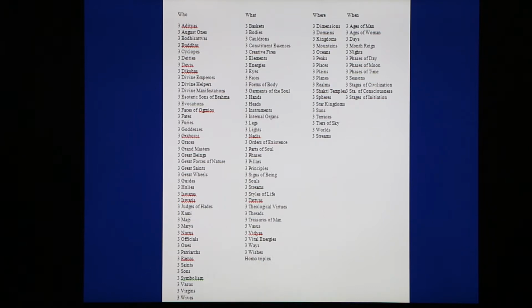And similarly for where, 3 dimensions, 3 domains, 3 kingdoms, mountains, oceans, peaks, places, plains, realms, Shakti temples, spheres, suns, terraces, worlds, streams. And when, so 3 nights, 3 phases of the day, 3 phases of the moon, 3 phases of time, 3 seasons, 3 stages of civilization.